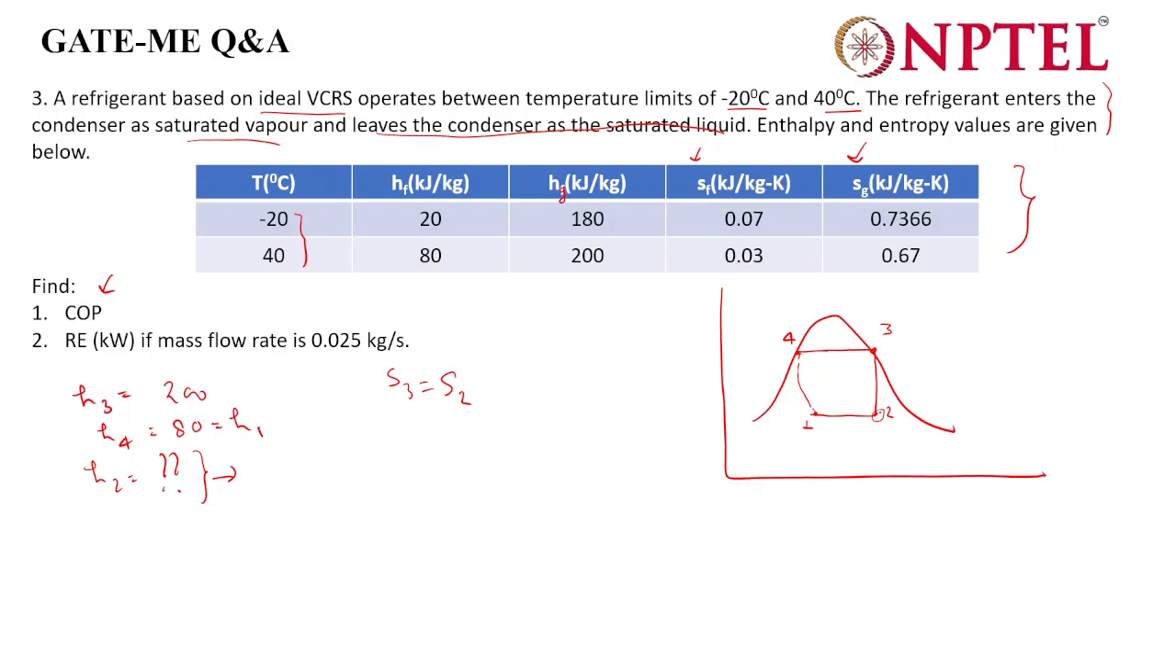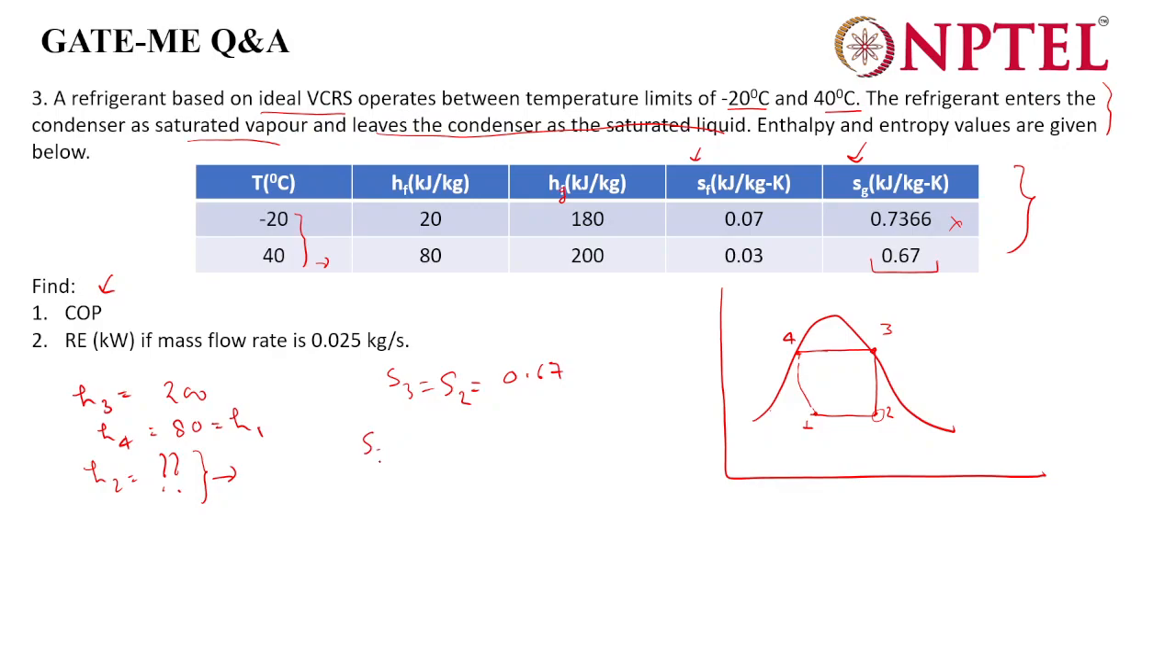So you would be knowing the entropy here, and then the end point entropies SF and SG you know. Then find the dryness fraction here, then find the enthalpy, right? This pattern you have to follow. So S3 is equal to S2. This is 0.7366, sorry, this value, right? Not this. This is for minus 20 degrees Celsius. For 40 degrees Celsius you have to take the saturated vapor value. So 40 degree is this bottom one. So this is 0.67.